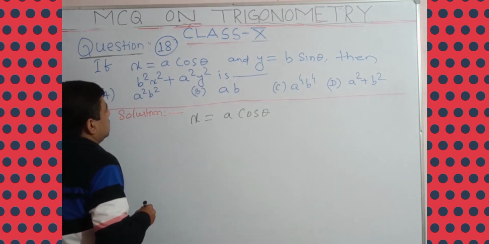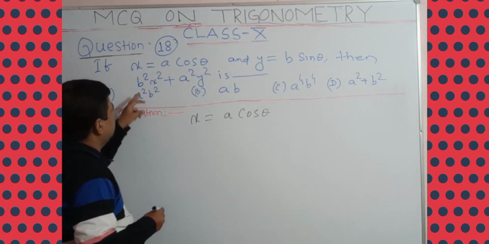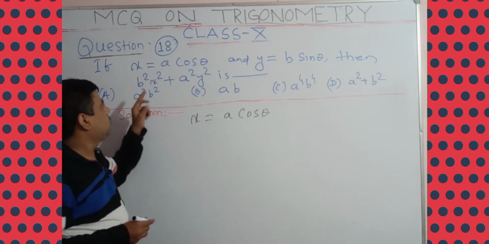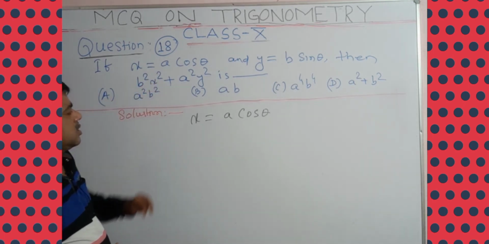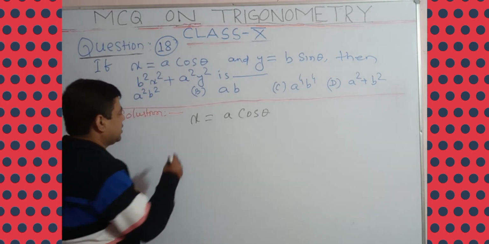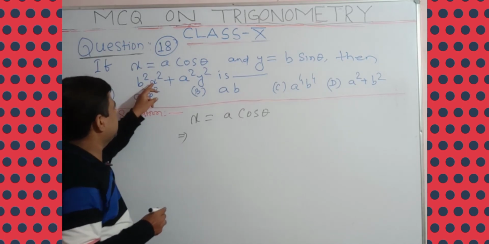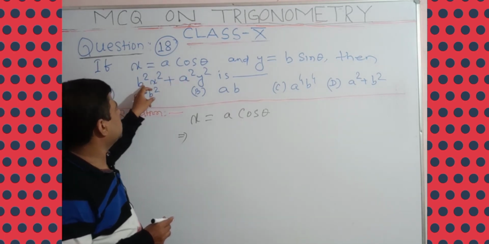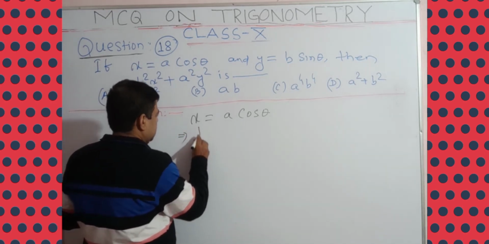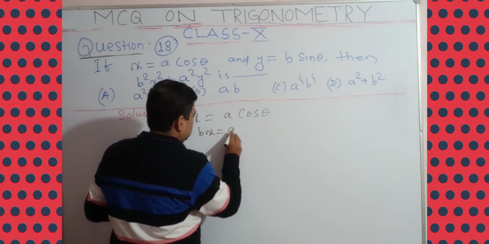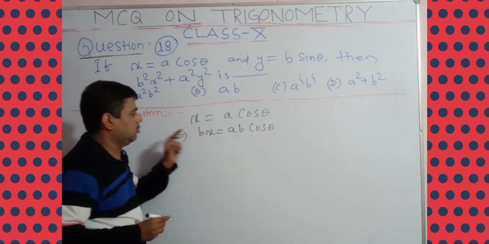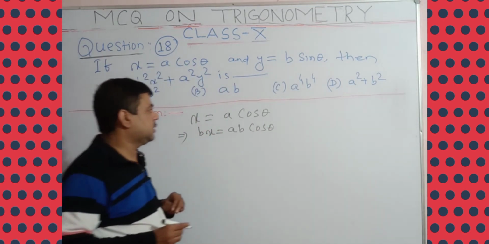See here given x is equal to a cos theta and y is equal to b sin theta. What is the value of b square x square plus a square y square? Here you see x, one of the factor is b. So let us multiply b on both sides. So it will be bx is equal to ab cos theta.